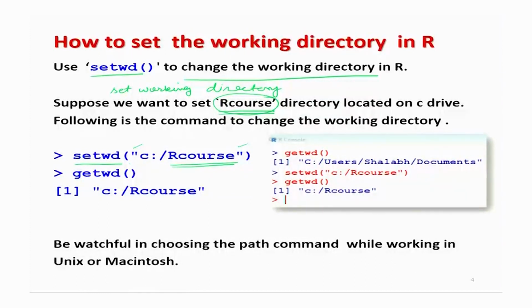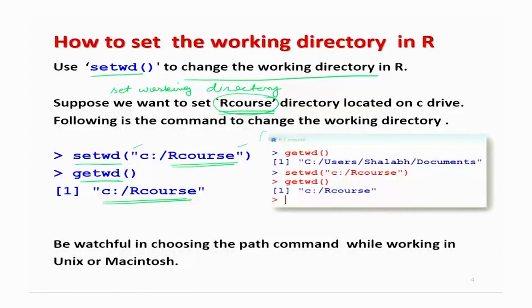And after that, if I try to see the working directory, for that I use the command getwd, and I get this new address. One point I would like to make here: I am working at present on a Windows system, but in case you are working on any other system, you have to follow the rules to write the path in its own way, the way it is required on that platform.